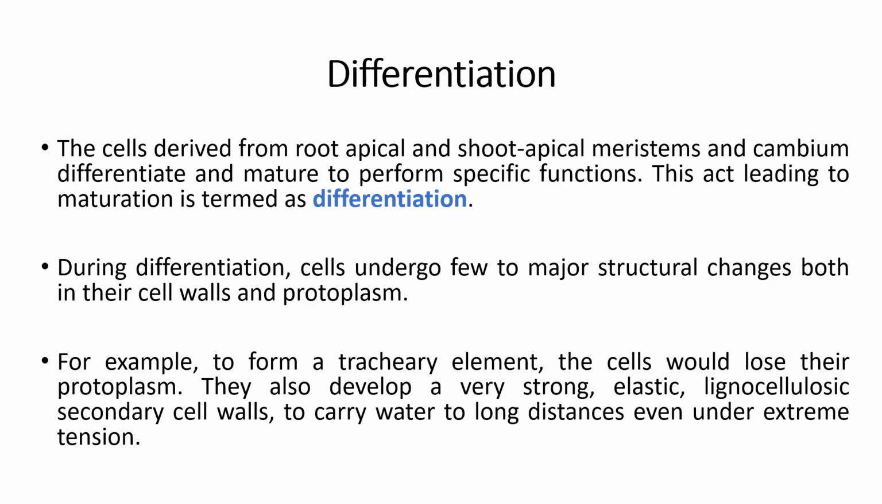The cells which are derived from the root apical and shoot apical meristems and cambium differentiate, and they perform various specific functions. This maturation stage is known as differentiation. So this is the proper definition of differentiation. During differentiation, cells undergo few to major structural changes both in the cell wall and the protoplasm. In maturation there will also be a difference in cell size, and it will lead to changes in the cell wall and the protoplasm.